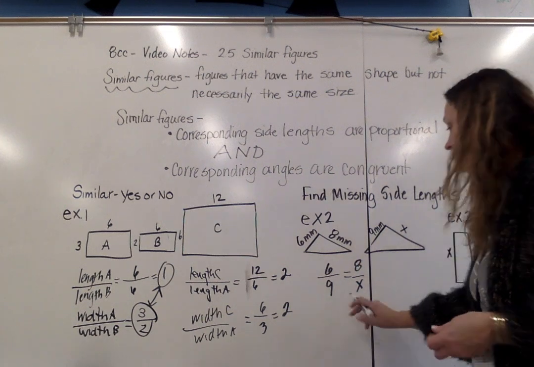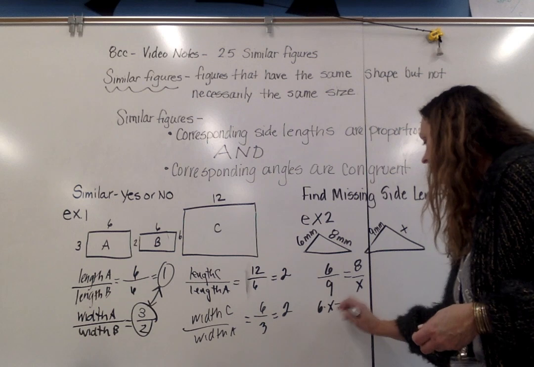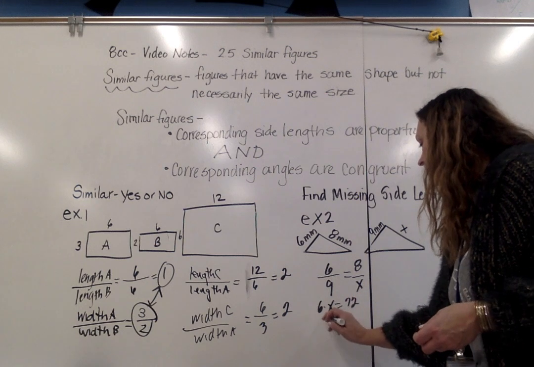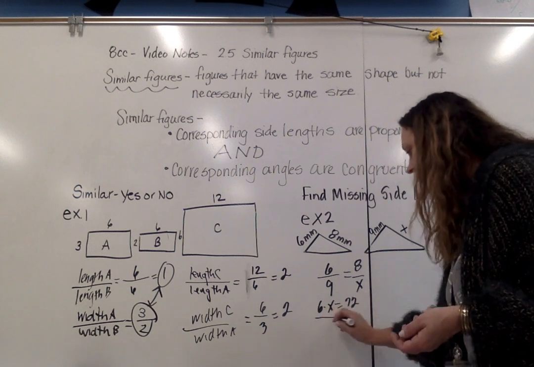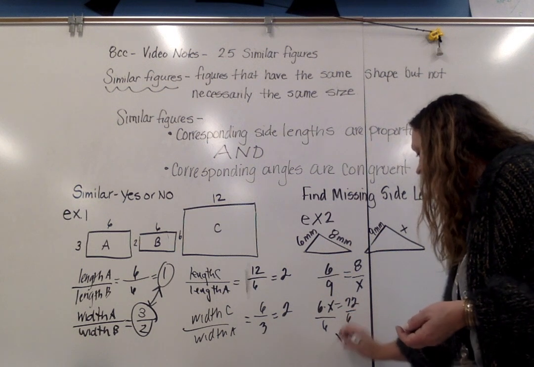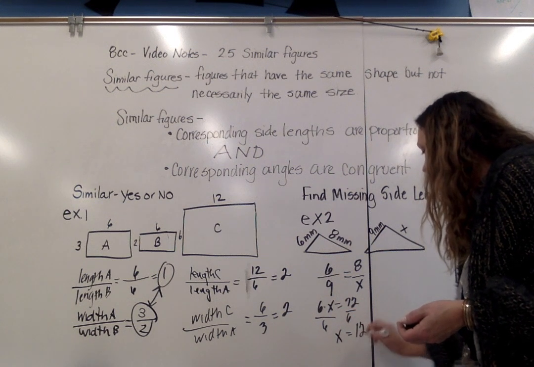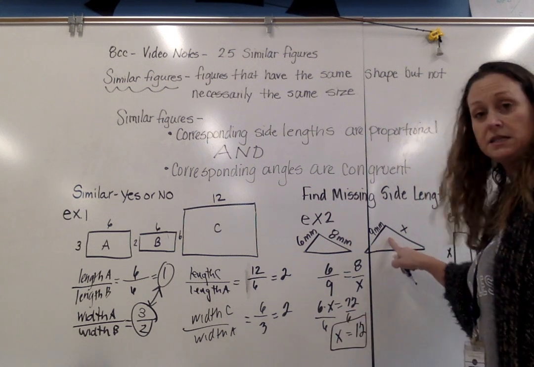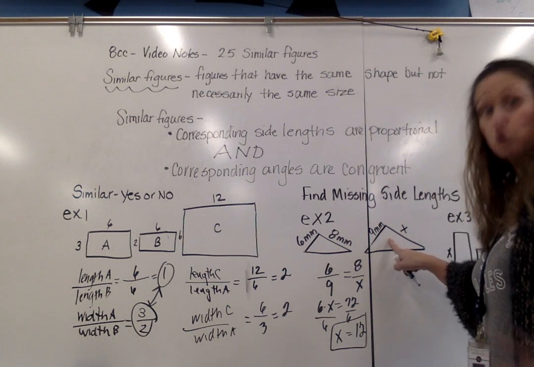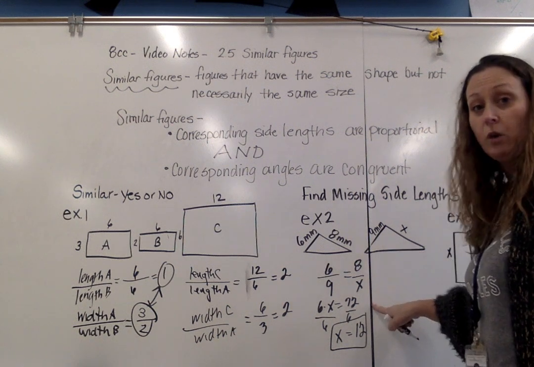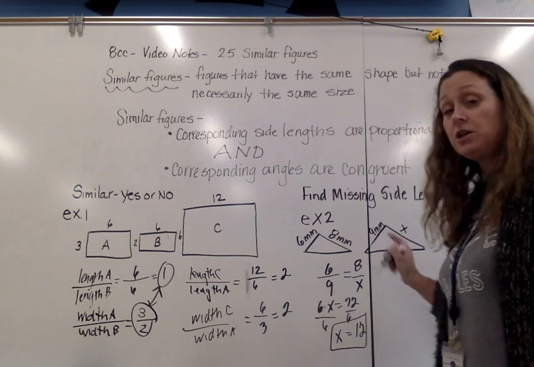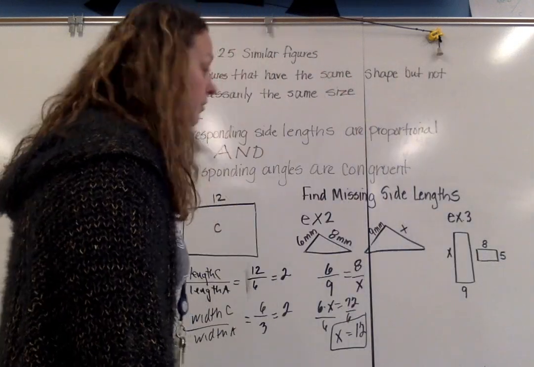Now I use cross products. 6 times X equals 72. Or I can even do 9 times 8 if I needed to. Divide by 6, X equals 12. So my missing side length is 12, but I had to set up an equation to do so. I'm going to do the same thing in my example 3.